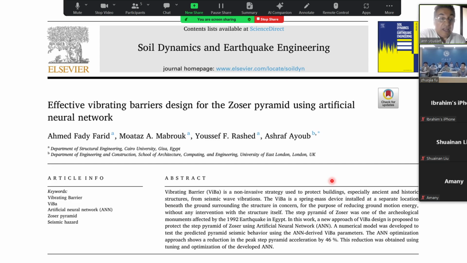We decided this is a highly nonlinear and actually probabilistic problem. Then we decided to design these vibrating barriers using artificial neural networks. And we published this paper this year, 2024: design of the vibrating barrier for the pyramid using artificial neural network. The idea allowed us to reach a reduction of about 46%, because of the use of the neural network.